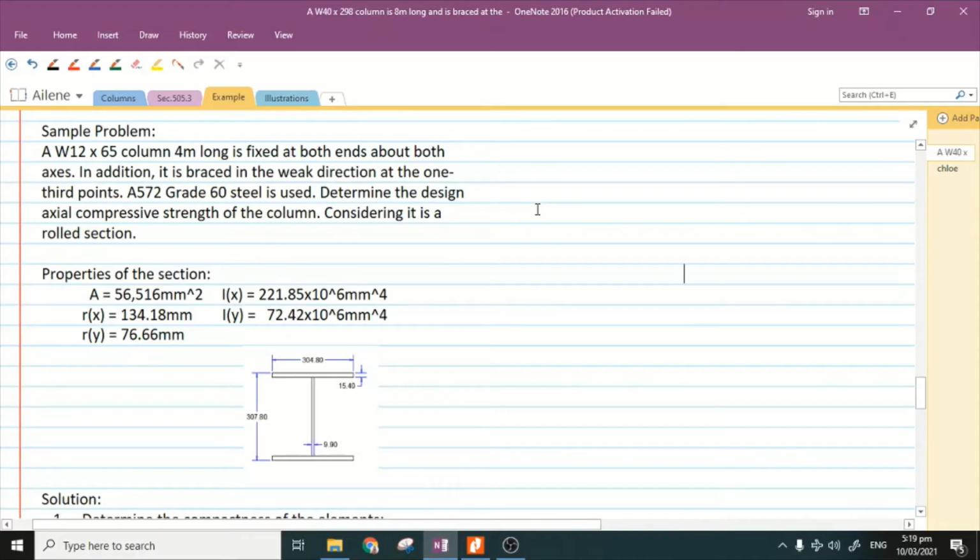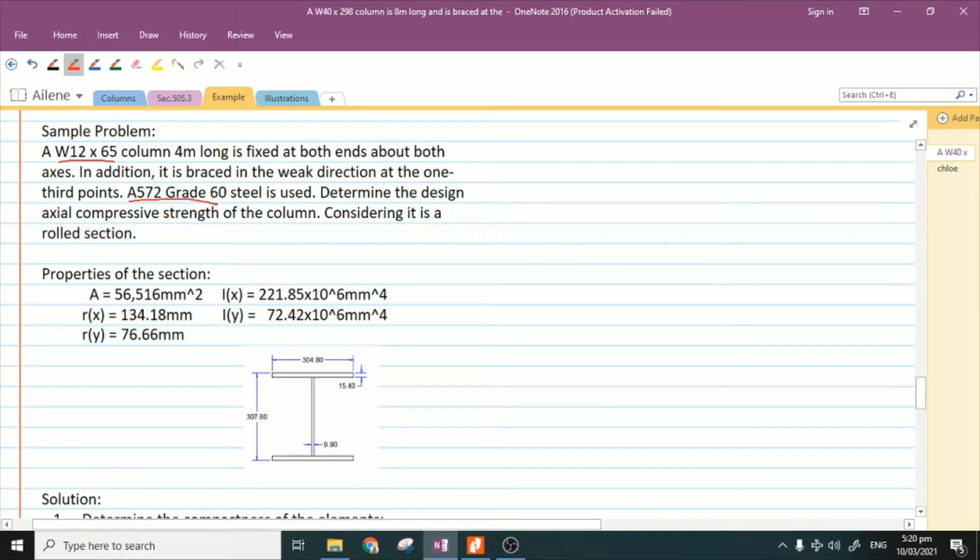A W12 by 65 column, 4 meters long. The properties of the W12 by 65, you can find in the table I gave, with the properties of steel sections. And then, it says here, it is supported by a fixed support at both ends about both axes. In addition, it is braced in the weak direction at the 1/3 points. A572 grade 60 steel is used.